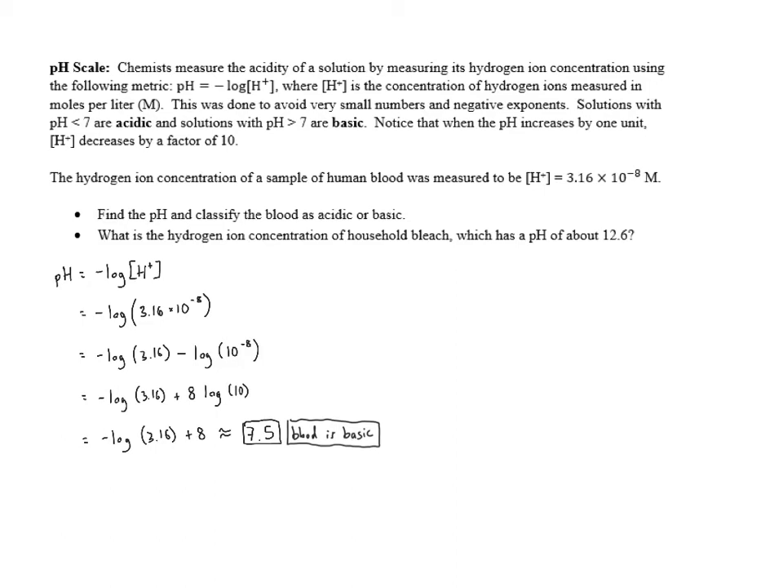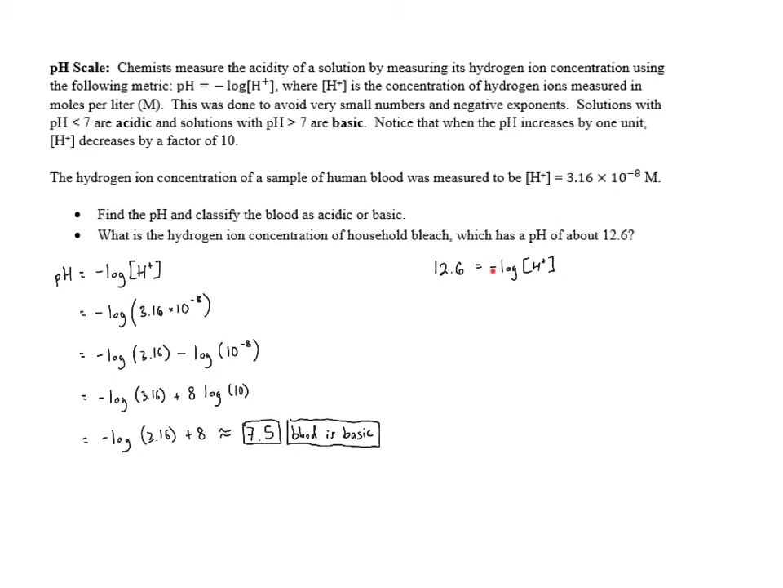All right. Next, let's look at the other question. What is the hydrogen ion concentration of household bleach, which has a pH of about 12.6? In this case, we know the pH, 12.6, and we need to find the hydrogen ion concentration. So we substitute in 12.6 for the pH in the formula for the pH, and we need to solve for the hydrogen ion concentration. Whenever we're solving for a variable inside a logarithm, we want to isolate the logarithm first and then put it in exponential form.